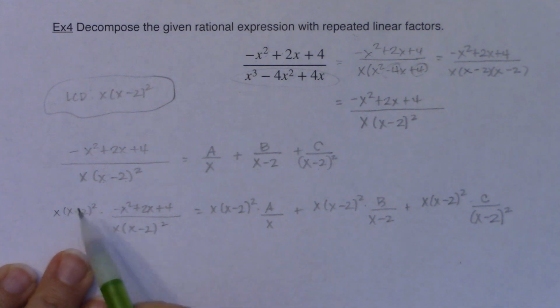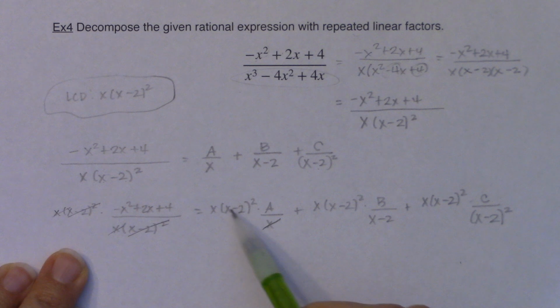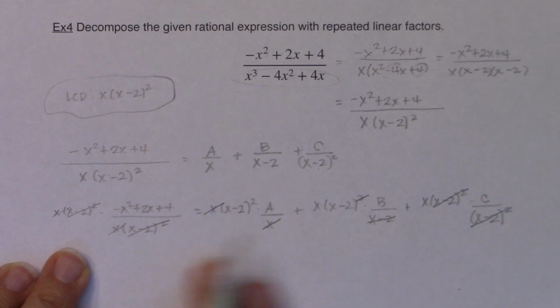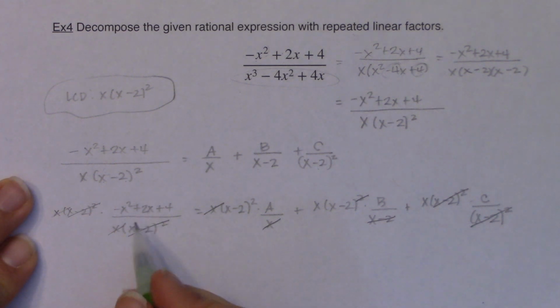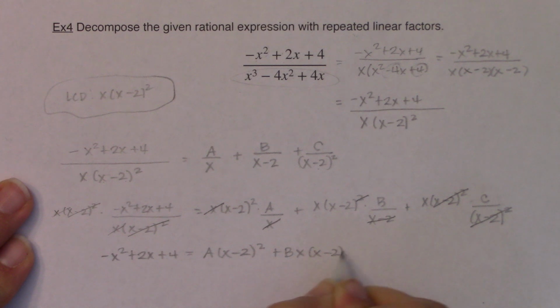Let's see what cancels. So the x and x are going to go. x minus 2 squared, x minus 2 squared. The x and x go. All right, the x minus 2 cancels with one power of that. Both powers of x minus 2 cancel with both powers of that. So let me just collect up what I have left. On the left side, I have negative x squared plus 2x plus 4. On the right side, I have a times x minus 2 squared plus bx times x minus 2 plus cx.